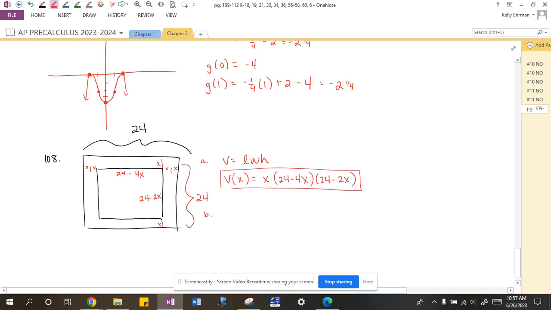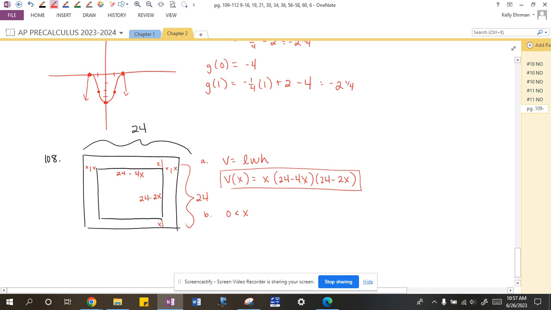Part B says determine the domain of the function. So this application problem, x is not all real numbers. We know x can't be negative, right? Can't cut a negative space. That would be like adding on to the paper. So we know x has to stay above 0. And then what about for the function? You don't want a volume of 0.